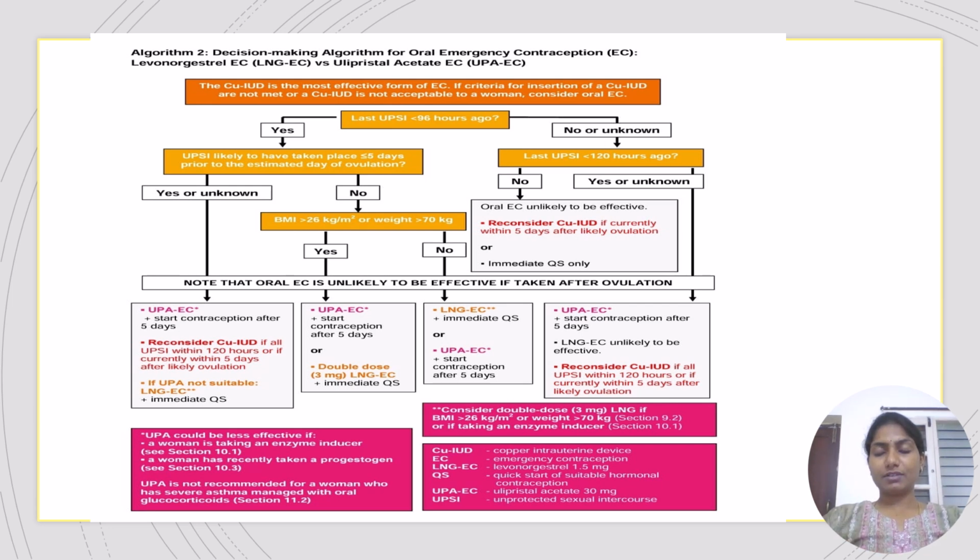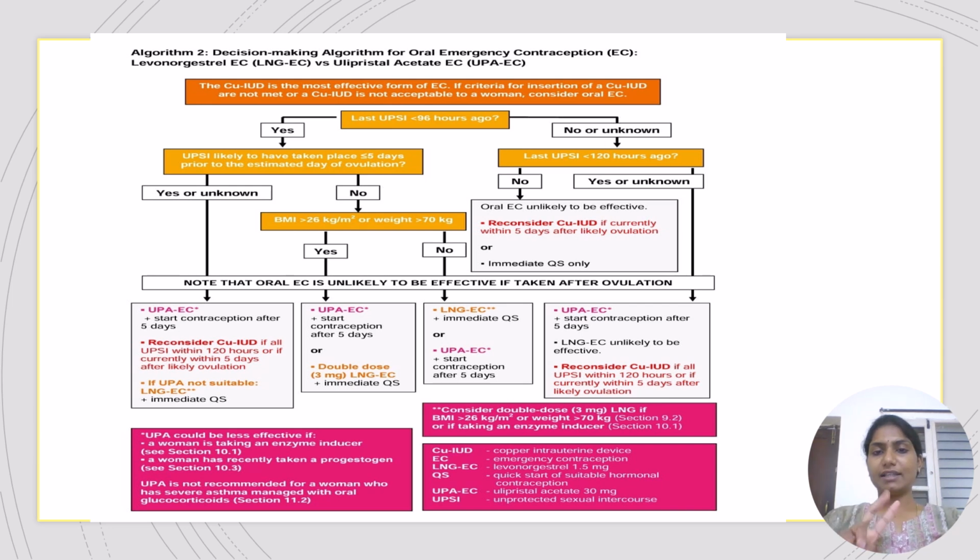If the woman is on any hormone pills, or if she's on any progestogens, or if she's on any enzyme inducing drugs, or if she's on gastric pH lowering drugs, then we have to go for LNG. Otherwise, we have to go for UPA. If the BMI is more than 26 and weight is more than 70, take UPA. If the body weight is more than 85 and BMI is more than 30, then give double dose levonorgestrel. So this is the simplified version of emergency contraception.